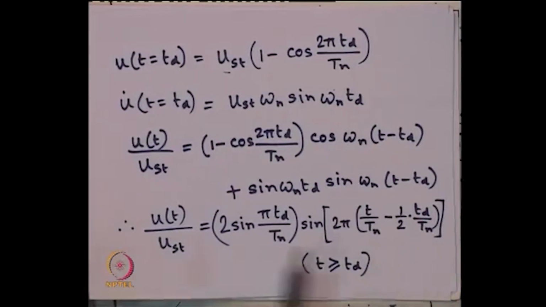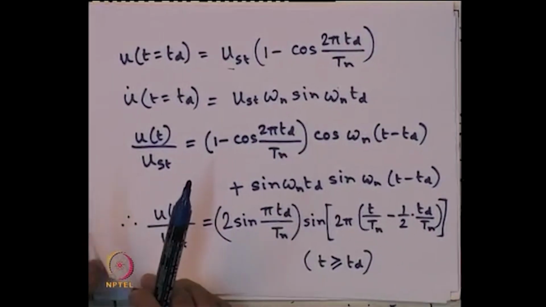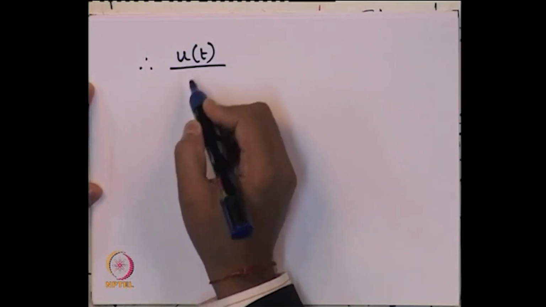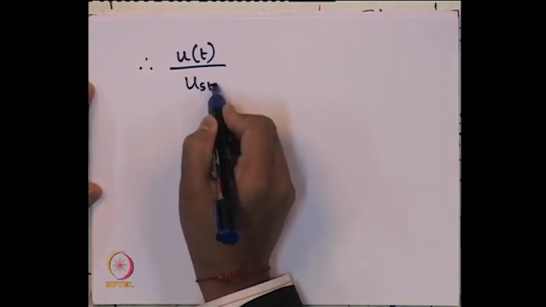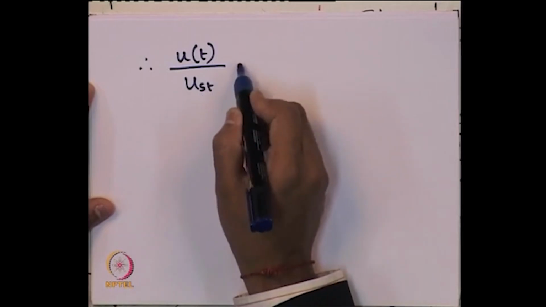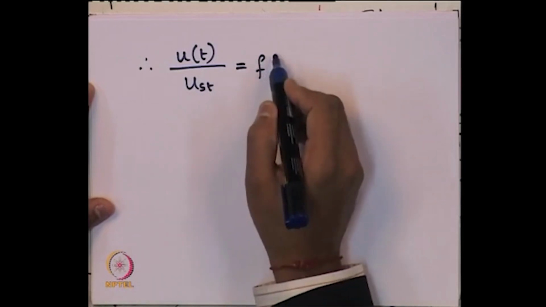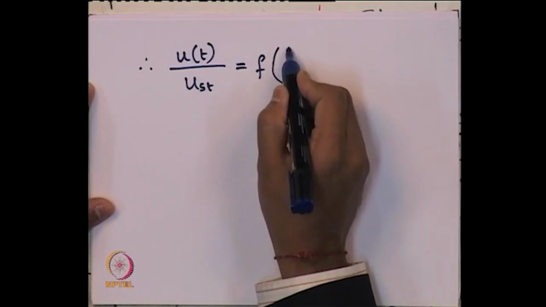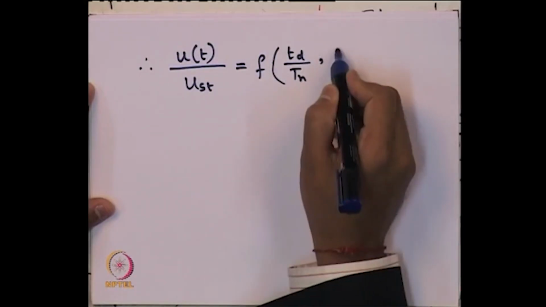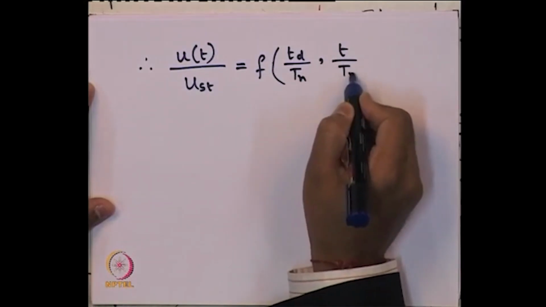Is it clear what I am trying to say? Let me express it in a more simplistic way. Therefore, my final output says that u of t by u of st, that is the dynamic displacement with respect to the static displacement, is a function of what parameters? That Td by Tn ratio and that T by Tn ratio.